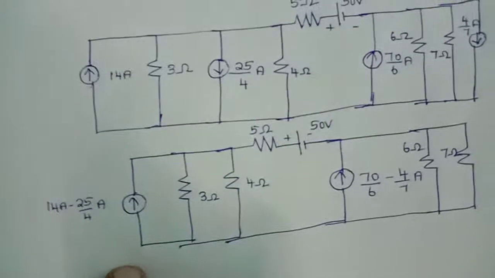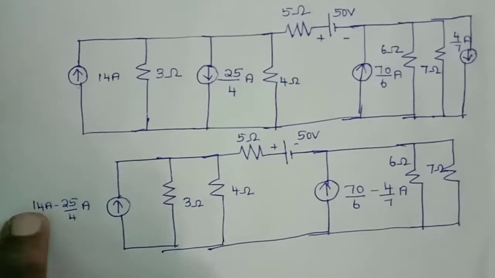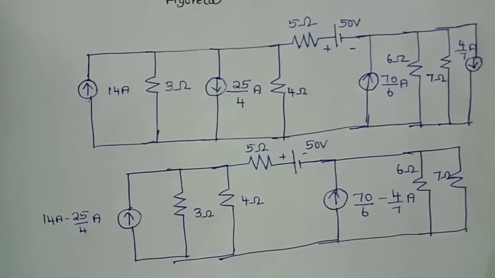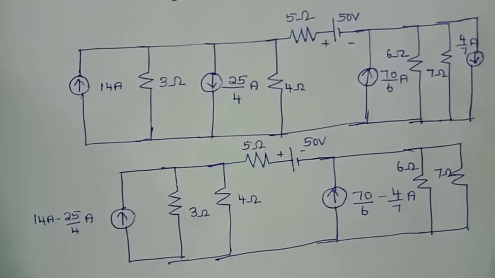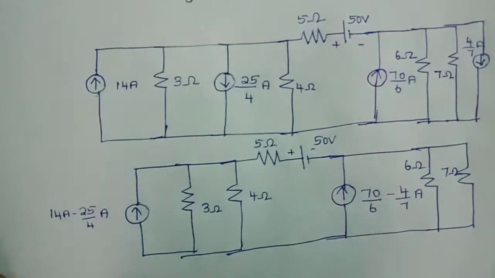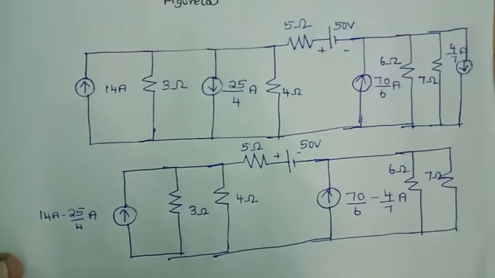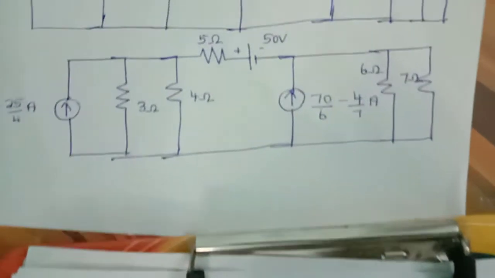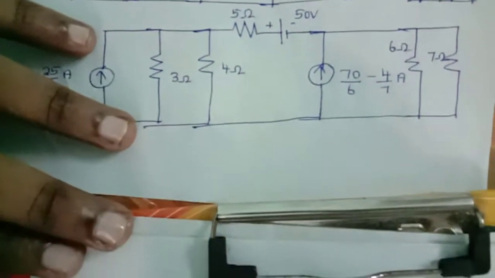Now by using the calculation we can draw this circuit. You take an LCM. When you take the LCM, 14 into 4 you will get 56, minus 25, divided by 4. So now I am getting 31 divided by 4. Since these are simplified, I am taking the LCM and drawing a simplified circuit. My simplified circuit will be 31 by 4 amps.